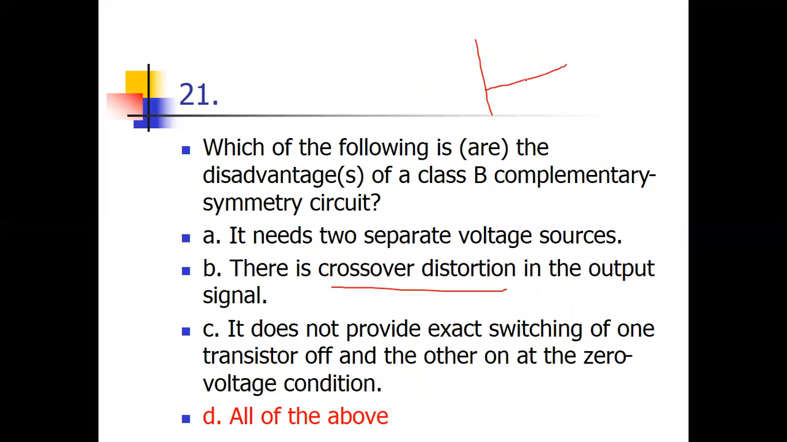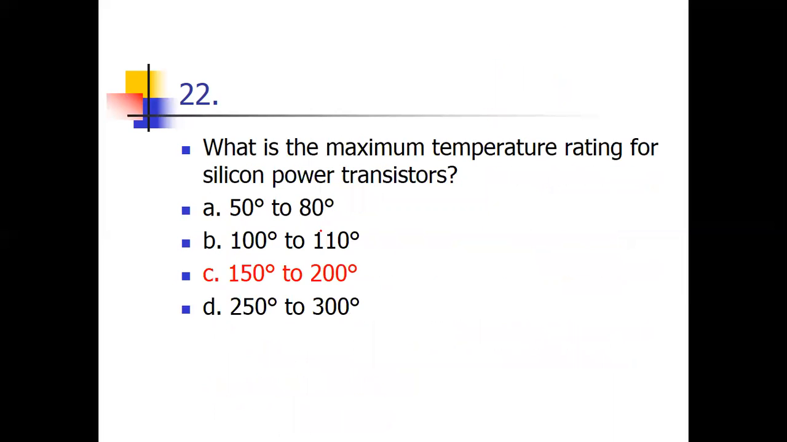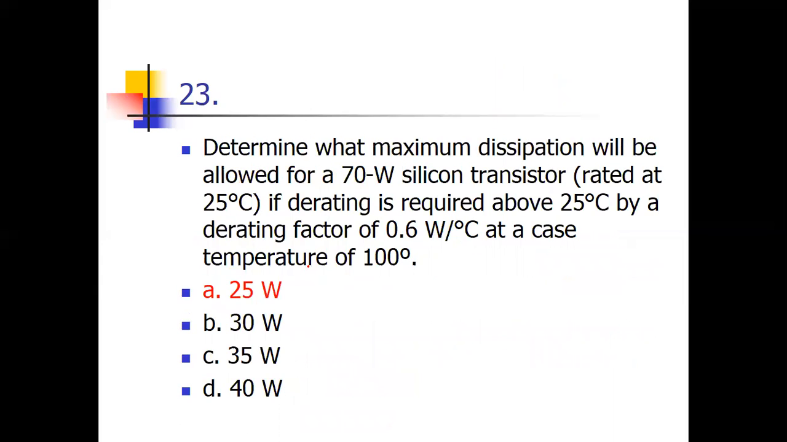Exact switching means exact from 0 to 1. That is called exact switching. Exact from 1 to 0, 0 to 1, because when one transistor is off, the second transistor takes some time to turn on. Okay. What is the maximum rating that you have to learn? 150 to 200 degree.